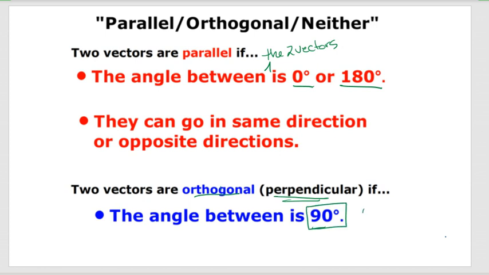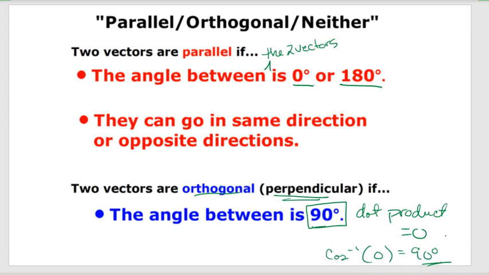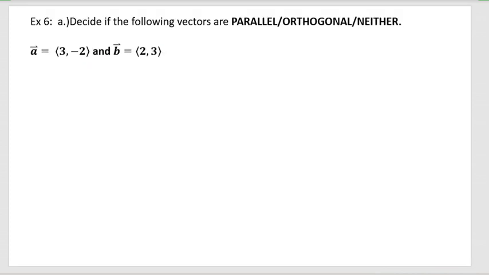Now, for it to come out to be 90 degrees, the dot product is equal to 0, because that means we're doing cosine inverse of 0, and that gives us 90 degrees. I want you to know that piece. All right, let's look at these examples.